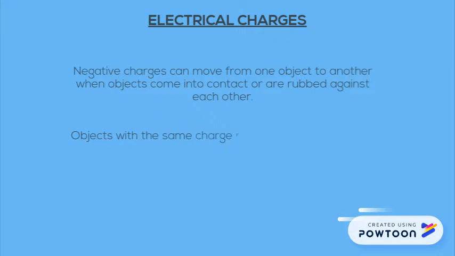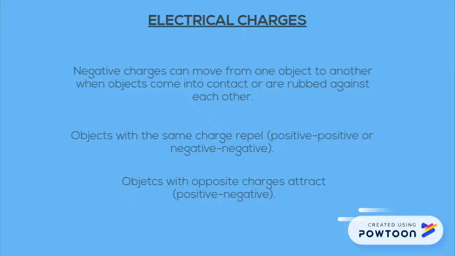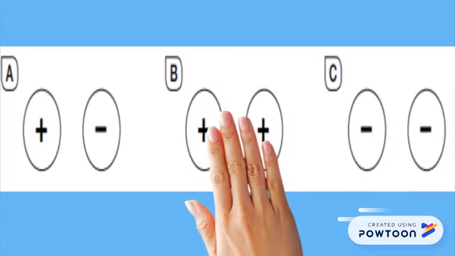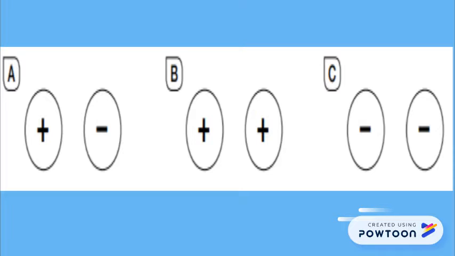Objects with the same charge repel, positive and positive or negative and negative. Objects with opposite charges attract, positive and negative. Here you have a drawing explaining what I've just said. As you can see with the arrows, opposite charges attract and the same charges repel.